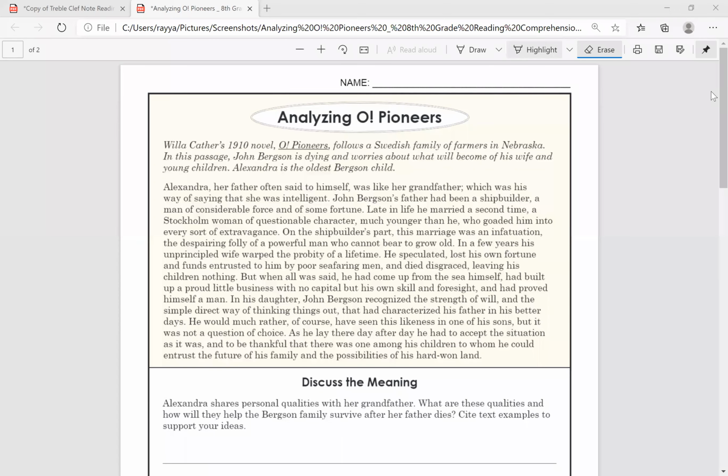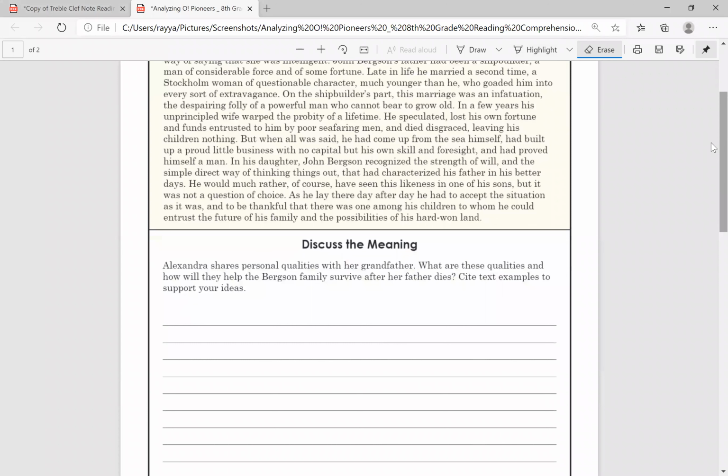Another thing we talked about was how in writing, it isn't so much about what your answer is as how you support it. And in this question, it explicitly asks, cite text examples to support your ideas. So regardless of the exact qualities that we pick, what's more crucial is supporting that with evidence. One of them we found was, for example, the idea of strength of will. And in order to support that, we had to pull evidence from this part right here.